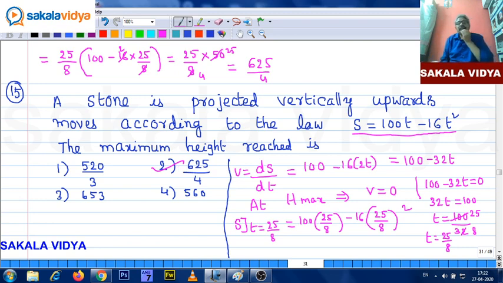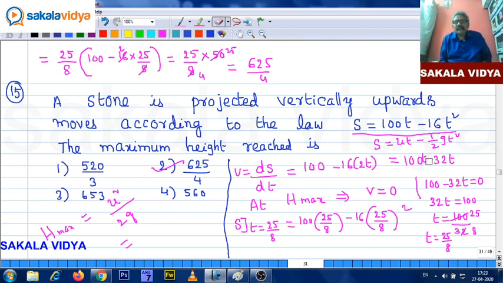Otherwise actually this can be done like this also. H maximum is equal to u square by 2g. So u square, this is ut minus half gt square. This is 100t. Not like this, sorry, this is differentiation, leave it now.